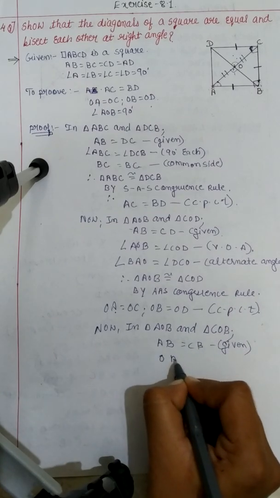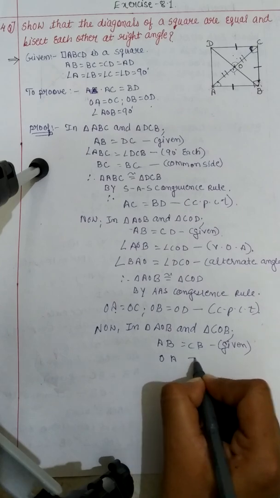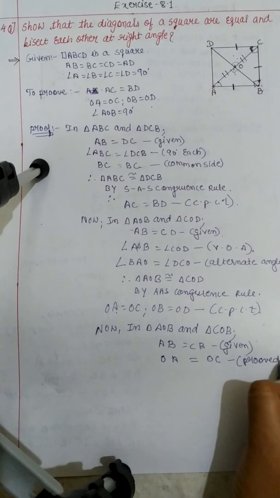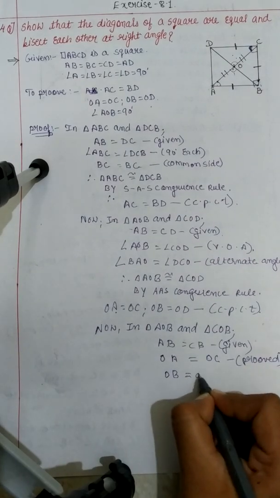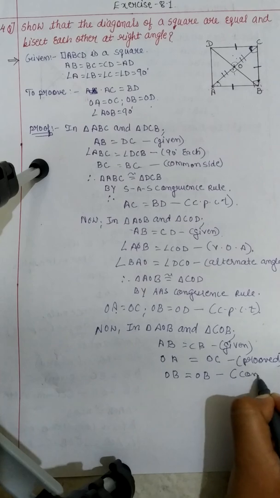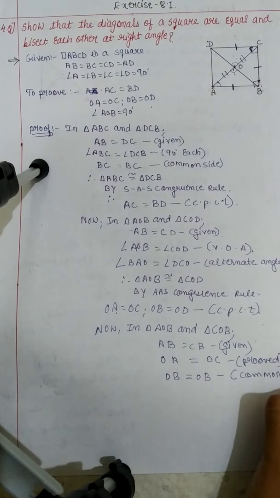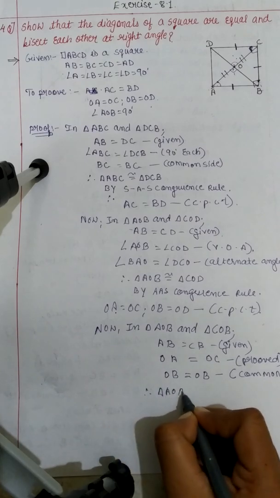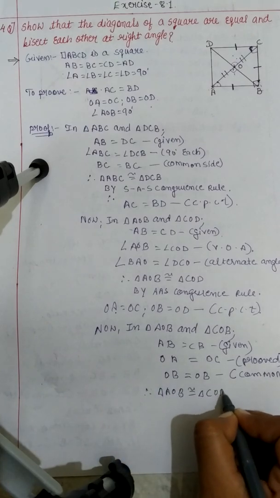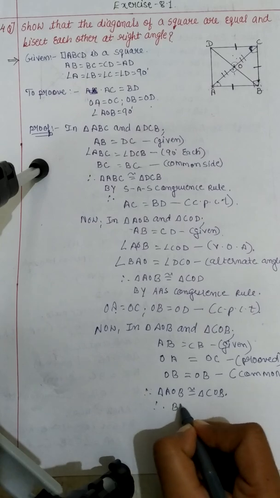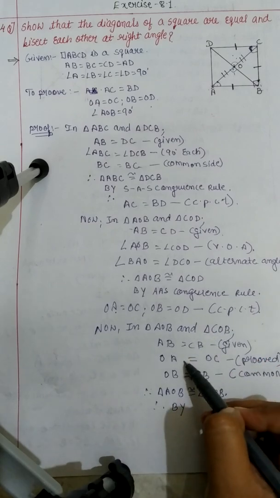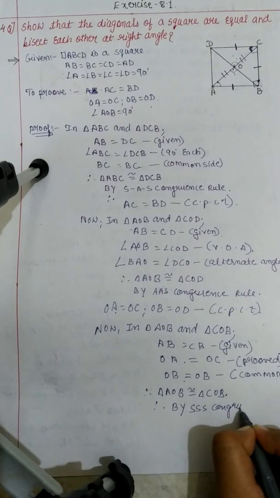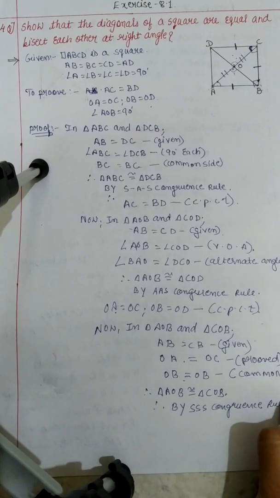OA is equal to OC, that we have proved, and one more part, OB is equal to OB, that is the common side. Therefore triangle AOB is congruent to triangle COB, and the rule here is side, side and side, so by SSS congruence rule. Now once again I need to take the CPCT.